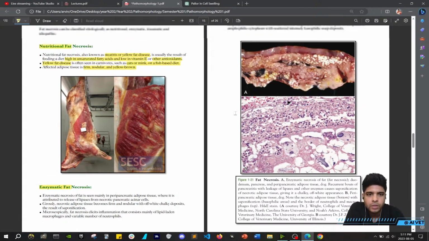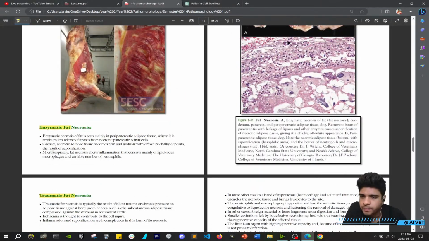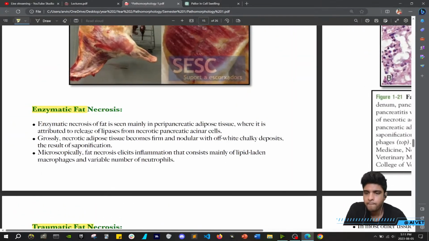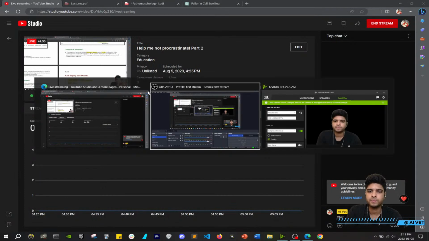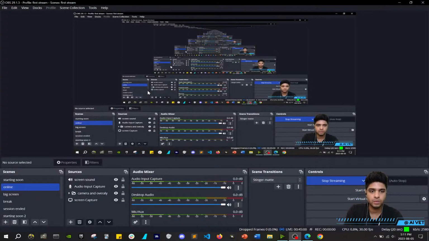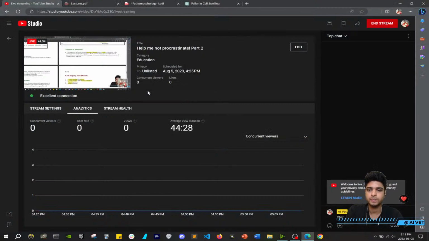And let's go to the enzymatic one. Enzymatic necrosis of fat is seen mainly in... Okay, let me check this tree. Everything is good. Nice.